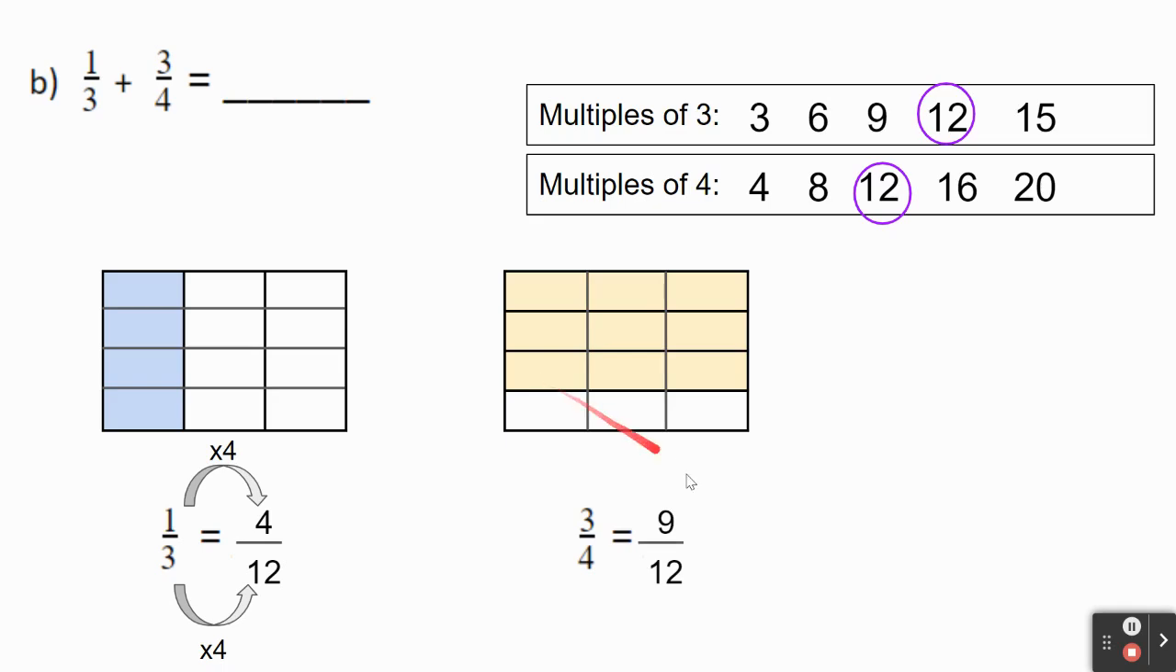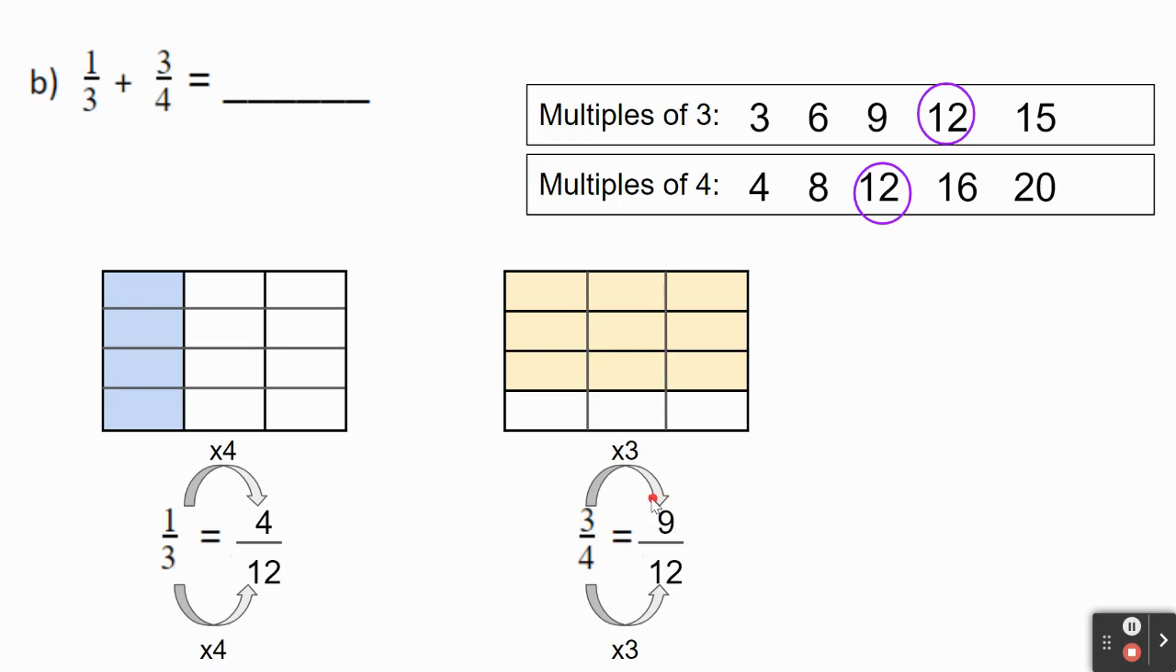Another way we can get 9/12 is by multiplying. So what we're going to do is ask ourselves, what do we multiply by 4 to get to 12, since 12 is our common multiple in both of the lists? Well, we know that 4 times 3 equals 12. So since we multiply by 3 on the bottom, we're going to multiply by 3 on the top. 3 times 3 equals 9. So this is another way we can get 9/12 as an equivalent fraction.